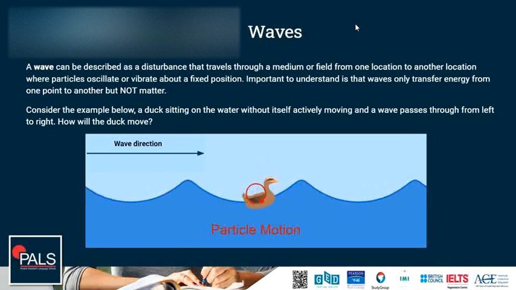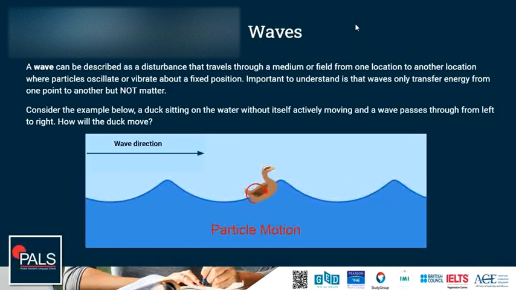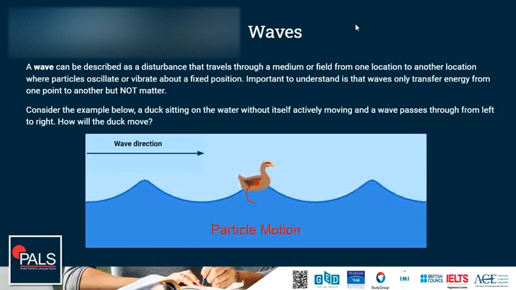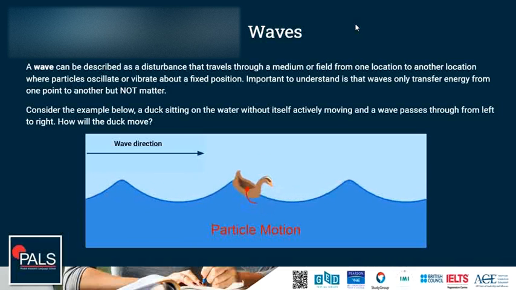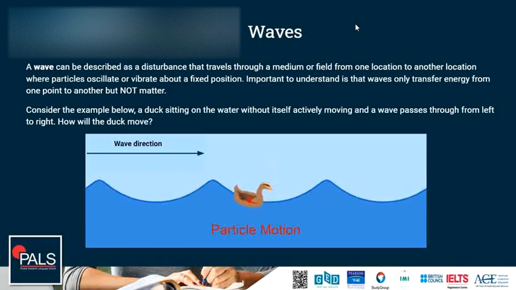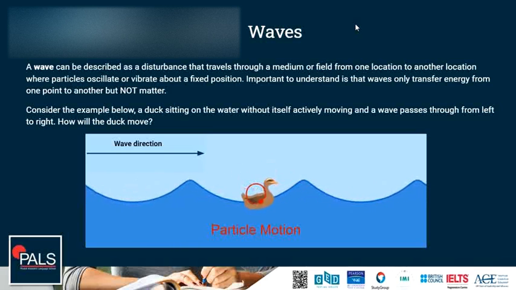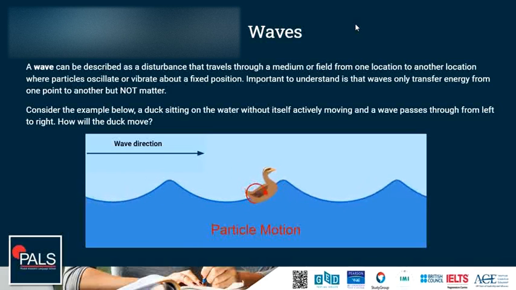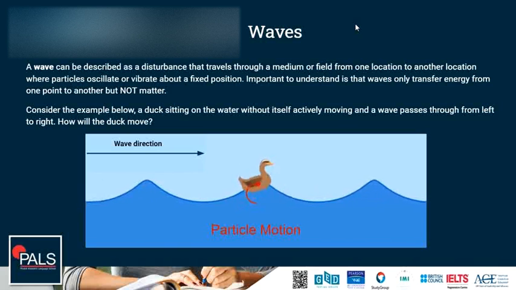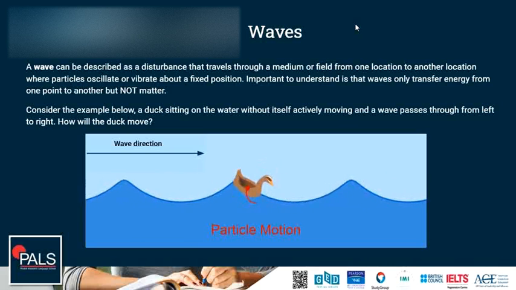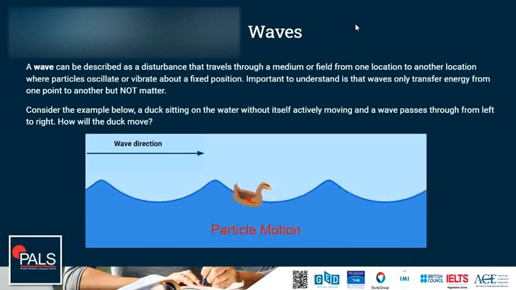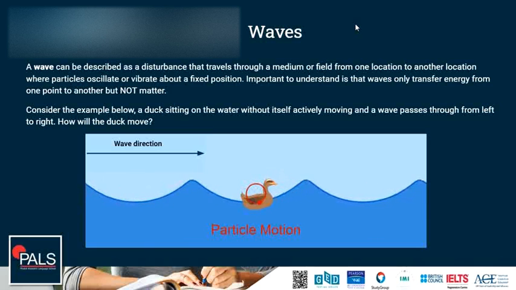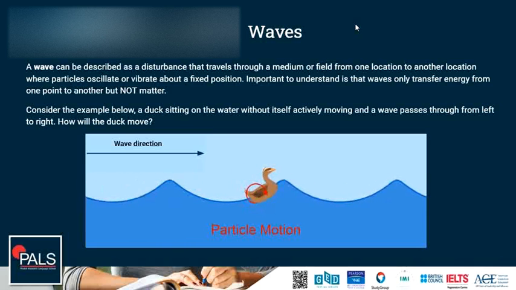While the wave is moving from left to right, the duck behaves like a particle in the wave, and it moves or oscillates around a fixed position. Water waves are a bit complicated, so we see a circular motion here. Why that is, we will see soon.